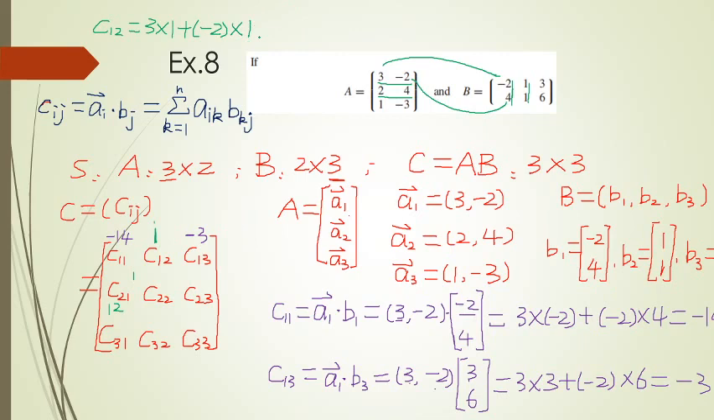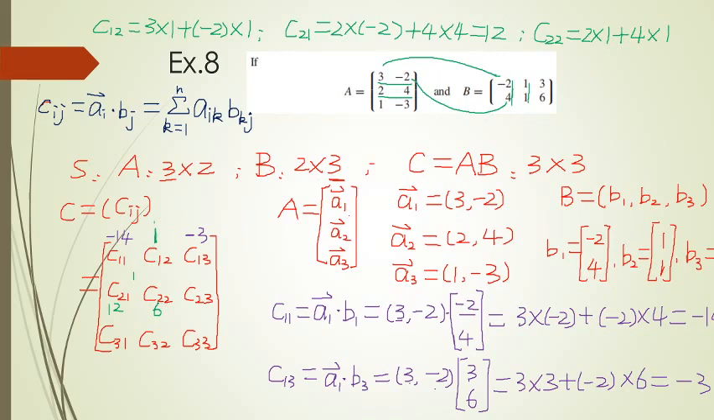Then how about C21? C21 is the second row in A times the first column in B. Second row is 2, 4 times minus 2, 4. 2 times minus 2 plus 4 times 4. That's why we get 12. And then C22, which means the second row in A and the second column in B. So that is 2 times 1 plus 4 times 1. We get 6.